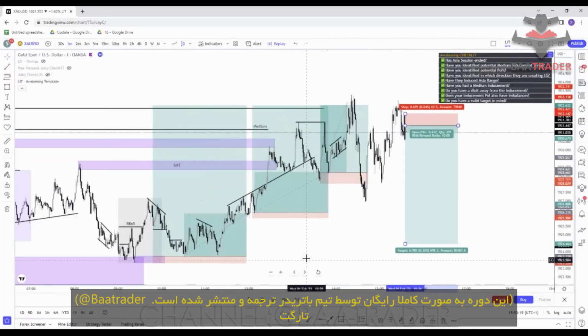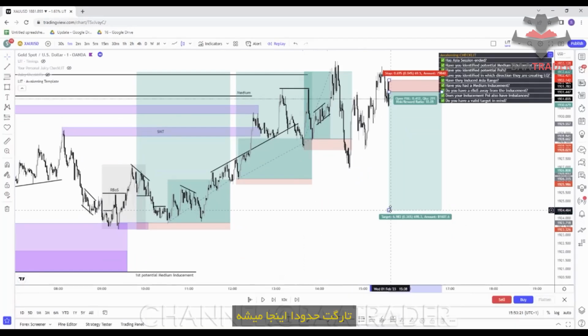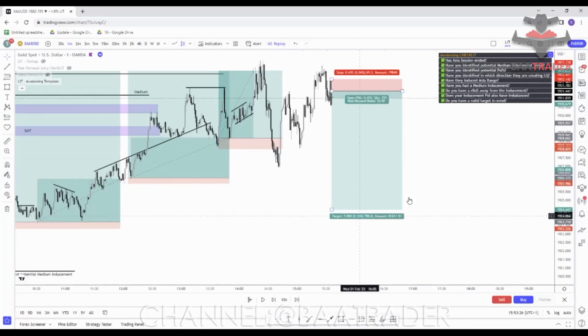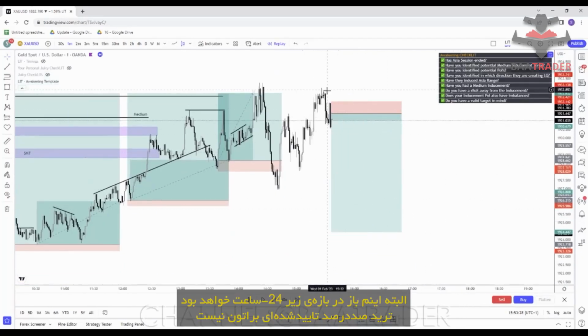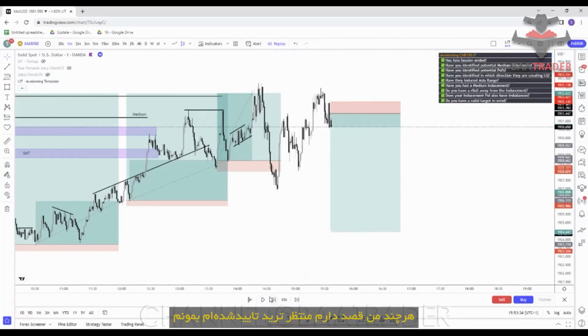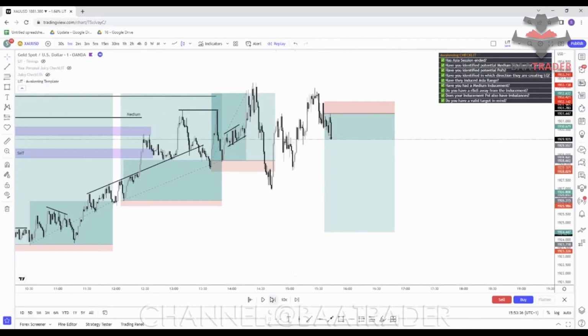Target. Target about there. It's a 10-to-1. It's a pretty decent one. So that will be, again, even in intraday, this is not your most confirmed trade. It's the on-edge ones. However, I'm going to wait for my confirmation trade.